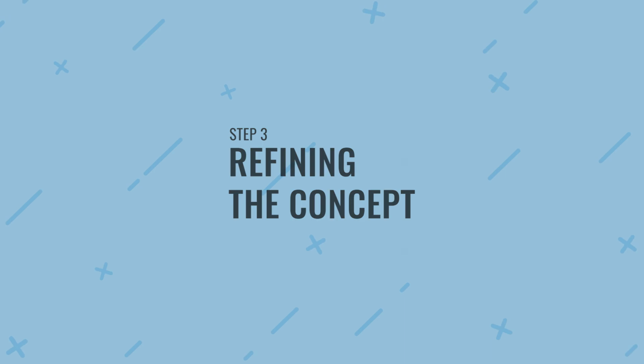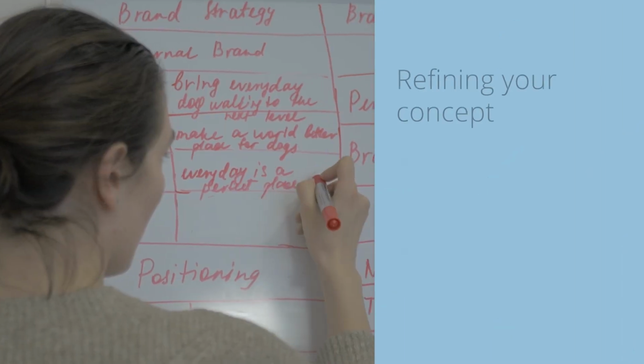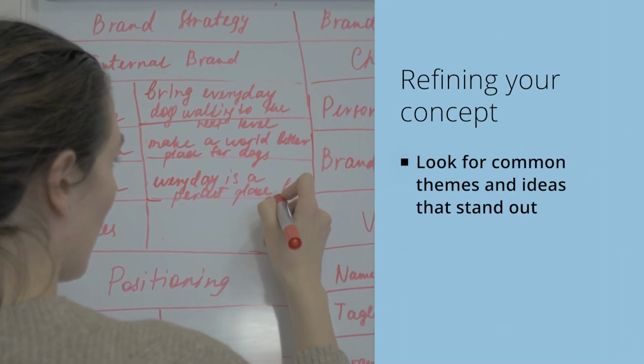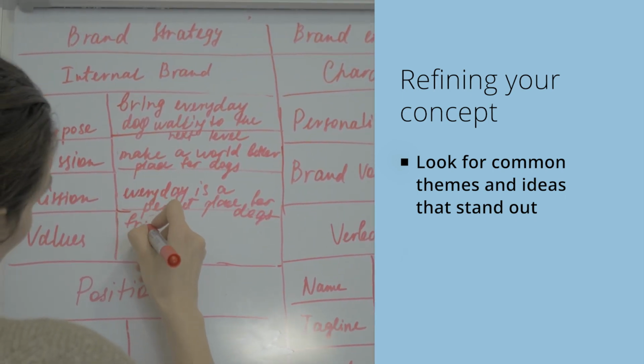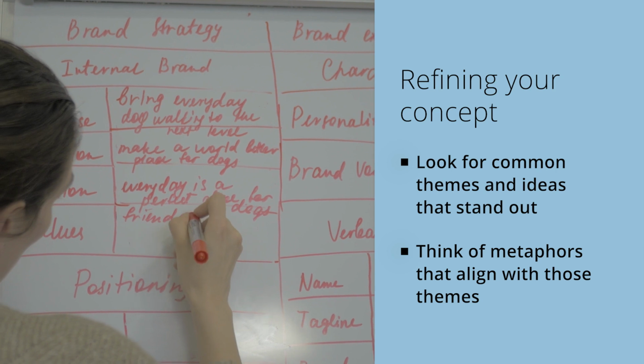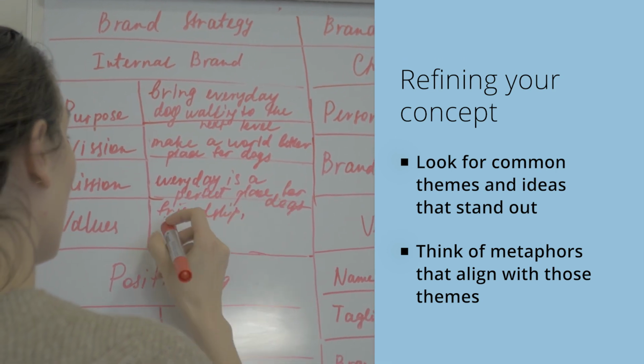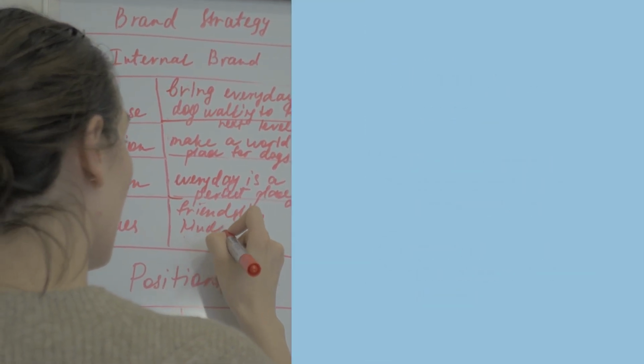Step 3. Refining the concept. Once you have a list of ideas, it's time to start refining the concept. Look for common themes and ideas that stand out. Think of metaphors that align with those themes, as they will help you to start thinking of how to represent those ideas visually.